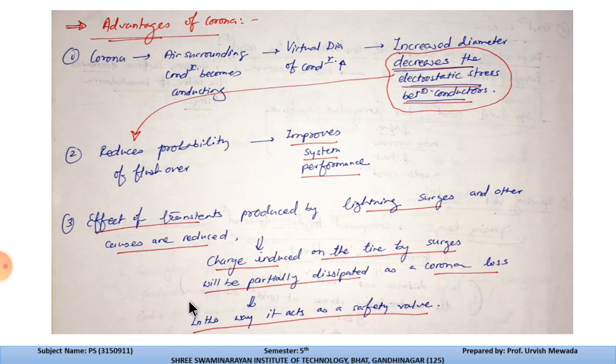Whenever such surges occur, at that time high potentials will be created and that will be discharged through the corona, as corona loss. So these are the advantages of corona.